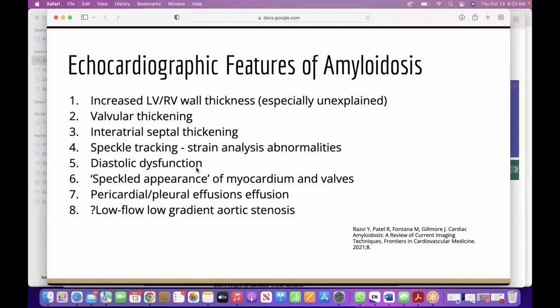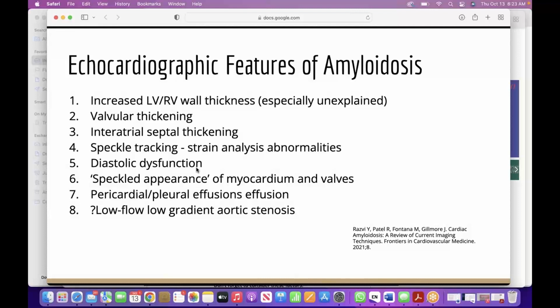A speckled appearance of the myocardium and valves: I thought this one was interesting, and I did want to hear what the echocardiographers had to say about this. Essentially, my understanding is that this is less important in the era of harmonic imaging, the speckled appearance of the myocardium and valves.